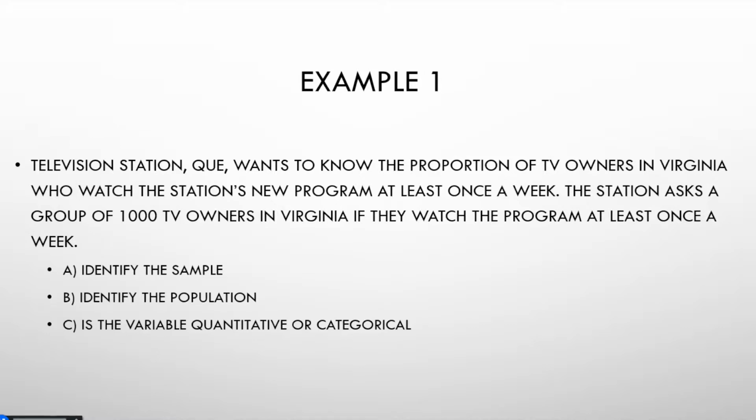So for this first one here, we have identifying the sample. So we had 1,000 TV owners in Virginia. So our sample, 1,000 TV owners in Virginia.